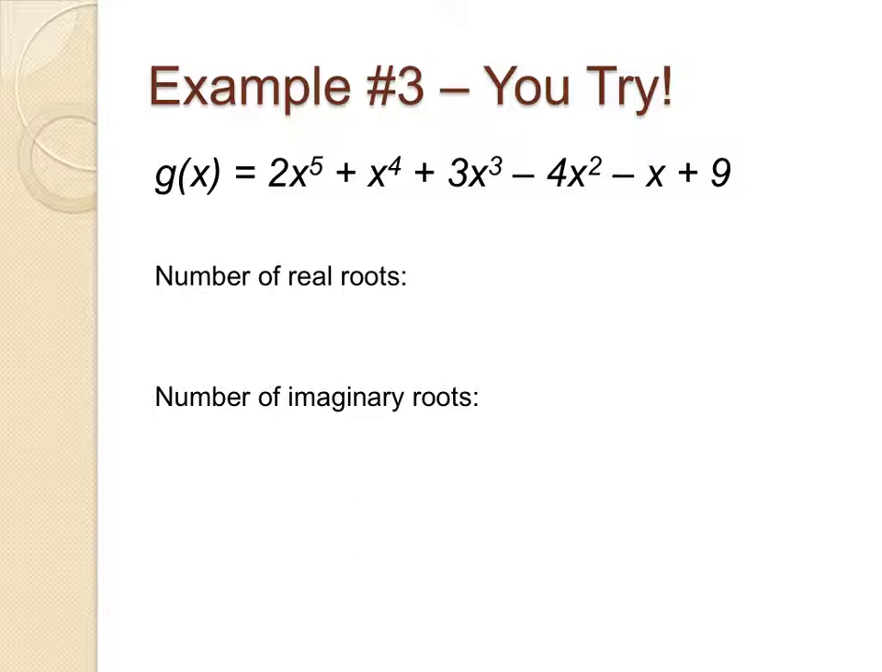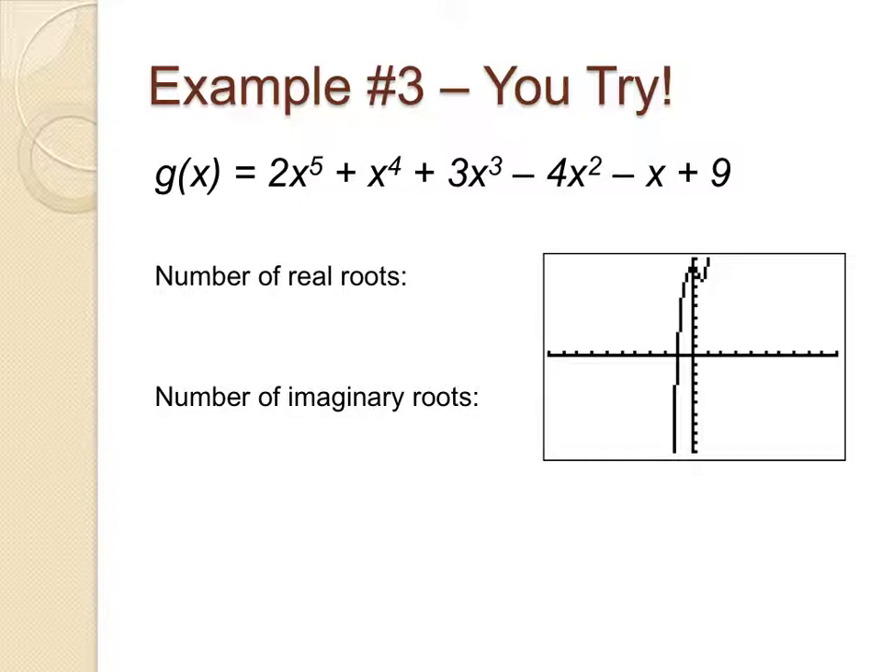Okay, the first thing that you should have done is put this in y equals and graphed it. When you do that, this is the graph that you get. Number of real roots. I notice I only have 1 real root here. This point up here is not a root. That's a y-intercept, yes. It's not a root, though, because it crosses the y-axis, not the x-axis. So I have 1 real root, and that's this first point that I circled. Now, my degree is 5, so I have 5 roots. If I have 1 real root in total, I must have 4 imaginary roots.